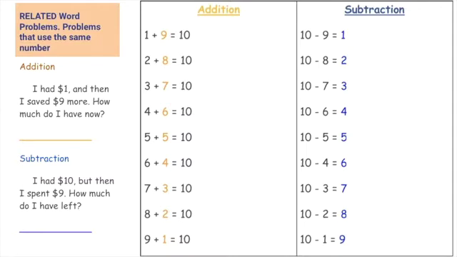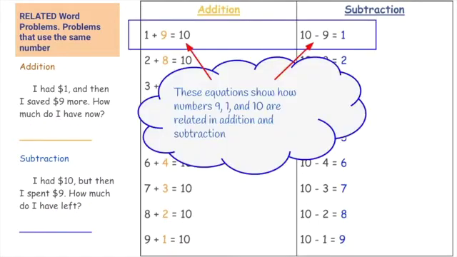I had $1, and then I saved 9 more. How much do I have now? What do I start? 1. What jump do I make? I make that 9 jump. How much do I have now? 10. Now here's my subtraction one. I had $10, but then I spent $9, so I take 9 away. How much do I have left? 1. These equations, I'll give you guys time to look at it, these equations show how the numbers 9, 1, and 10 are related in addition and subtraction.